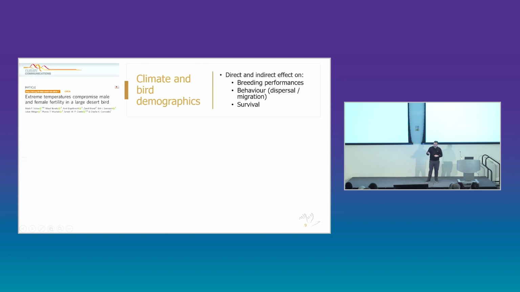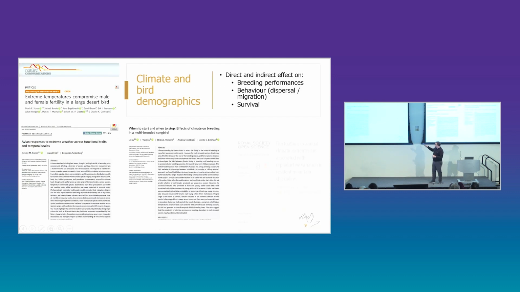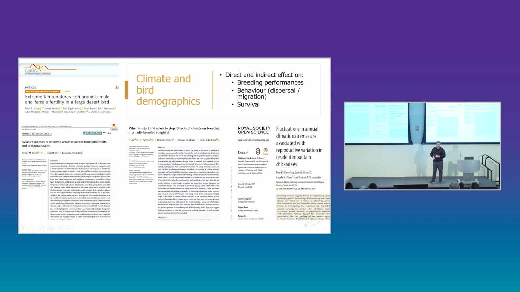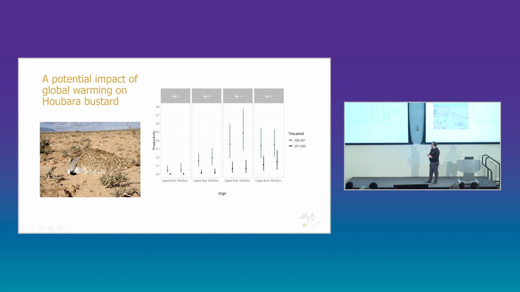What it translates to in birds is that there is a good corpus of publications showing a potential effect of climate change on bird demographics, direct or indirect. That could be related to breeding, behavior, and survival. In the Houbara, we have some clues. We have to work deeper to confirm whether it's related to it or not, but this is an illustration.